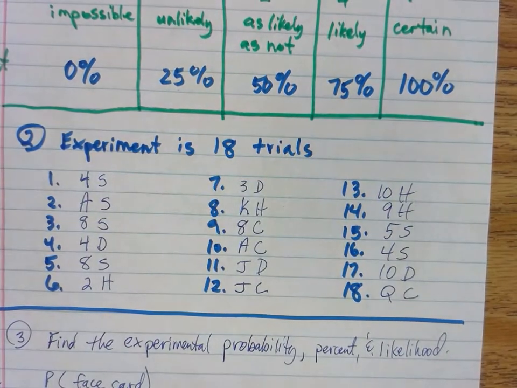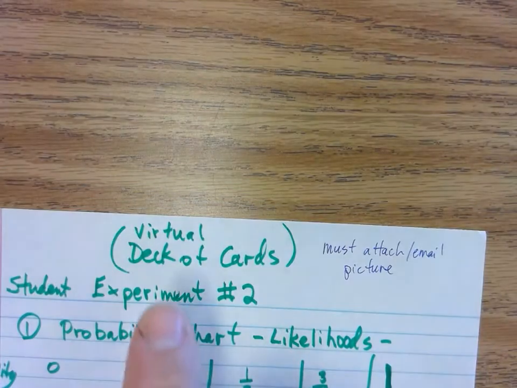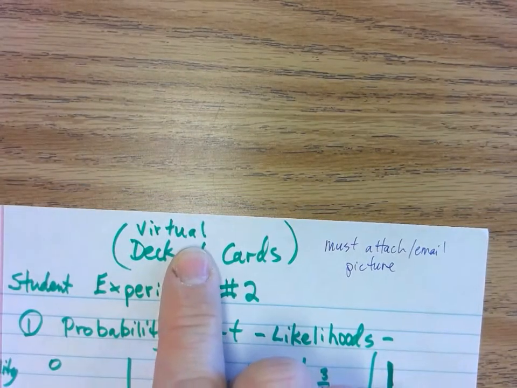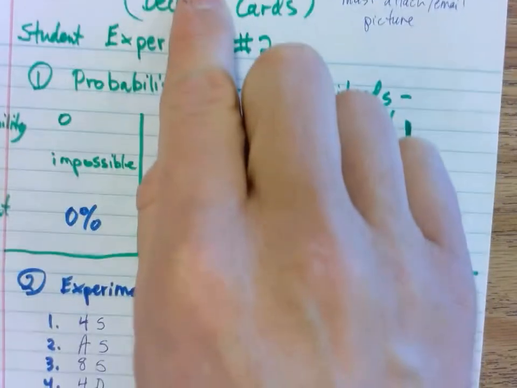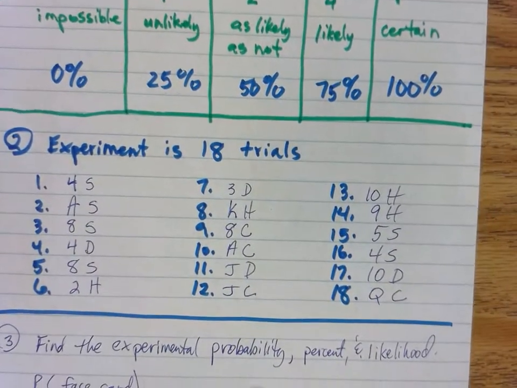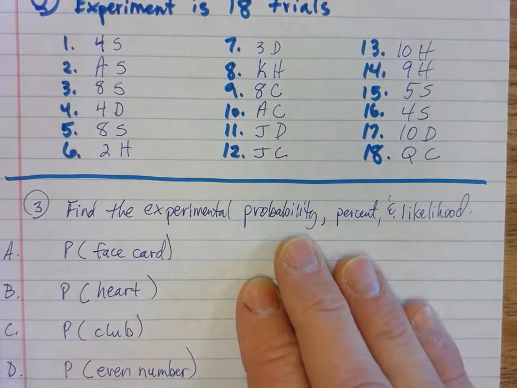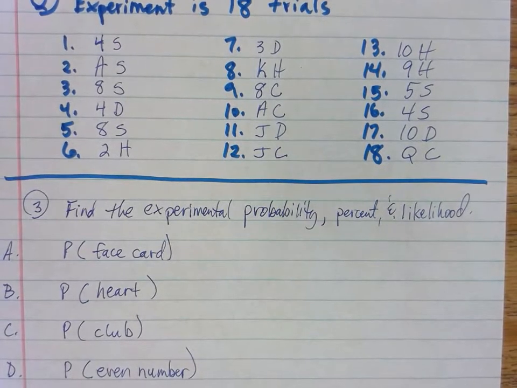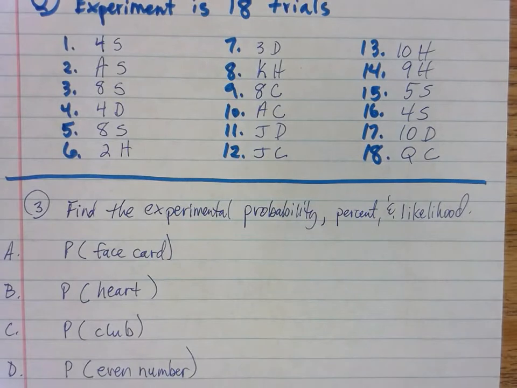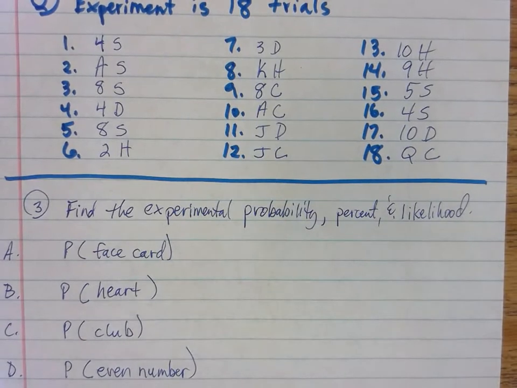Again, if you don't have a deck of cards, you need to go and type in virtual deck of cards on your search bar, and then choose that one that said random. Alright, but there's mine. I have my deck of cards, so there's my 18 trials. Now down here at the bottom, I've got some questions for you to answer about these trials, and I am going to ask a little riddle question before we get into that.